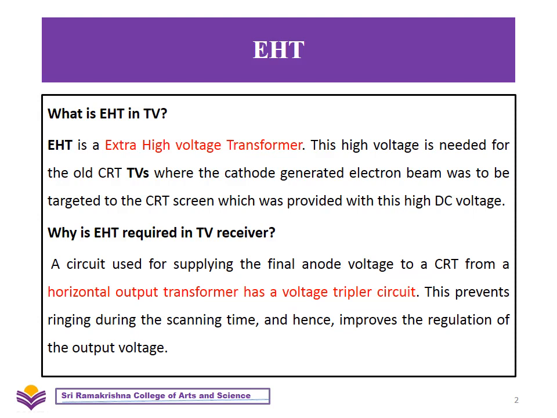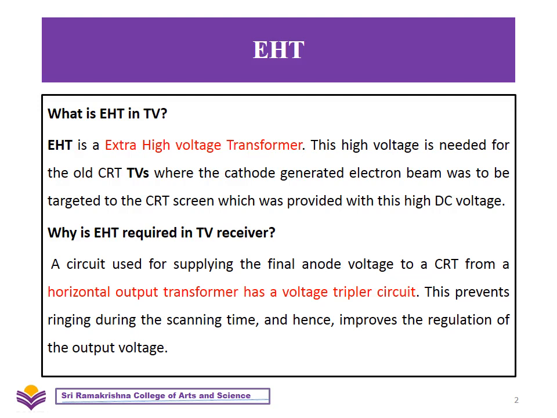In this slide, we are going to discuss what is EHT in TV. EHT is nothing but an extra high voltage transformer. The main purpose of this extra high voltage transformer is to take the electron beam towards the target of your screen. This high voltage is generated with the help of this transformer, and it is mainly used in the CRT monitor of your TV.